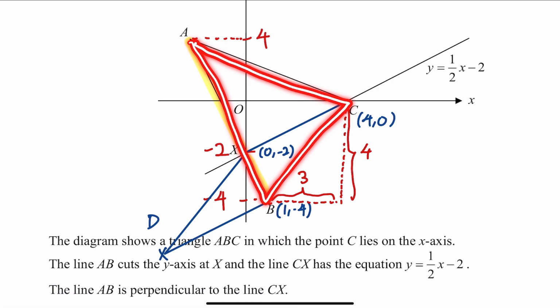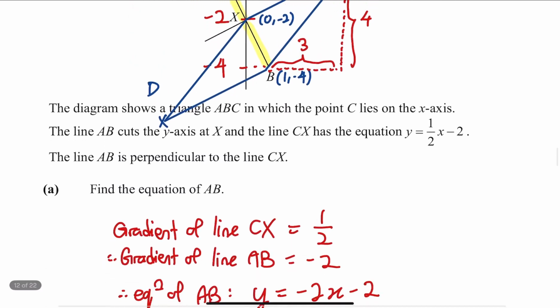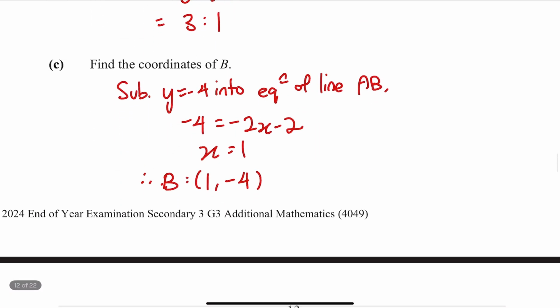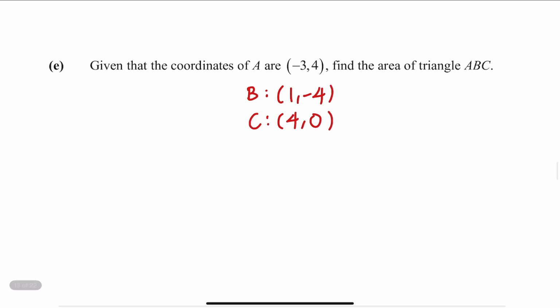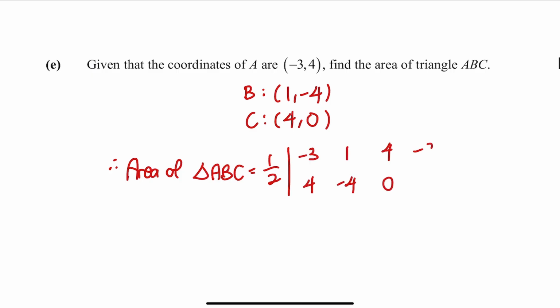We can use the shoelace method. Shoelace method means I just need the coordinates and I go in the anti-clockwise direction. So I go A, B, C, I go back to A in the anti-clockwise direction. So very simply, if I apply the shoelace method over here, therefore, area of triangle ABC is equal to half. Then I write the coordinates in anti-clockwise direction. Coordinates of A, B, C, then I go back to A again.